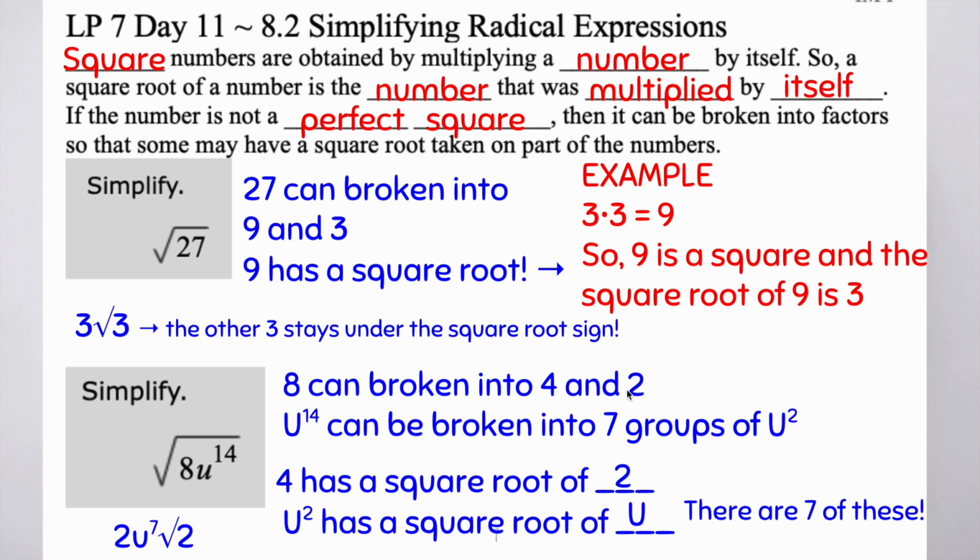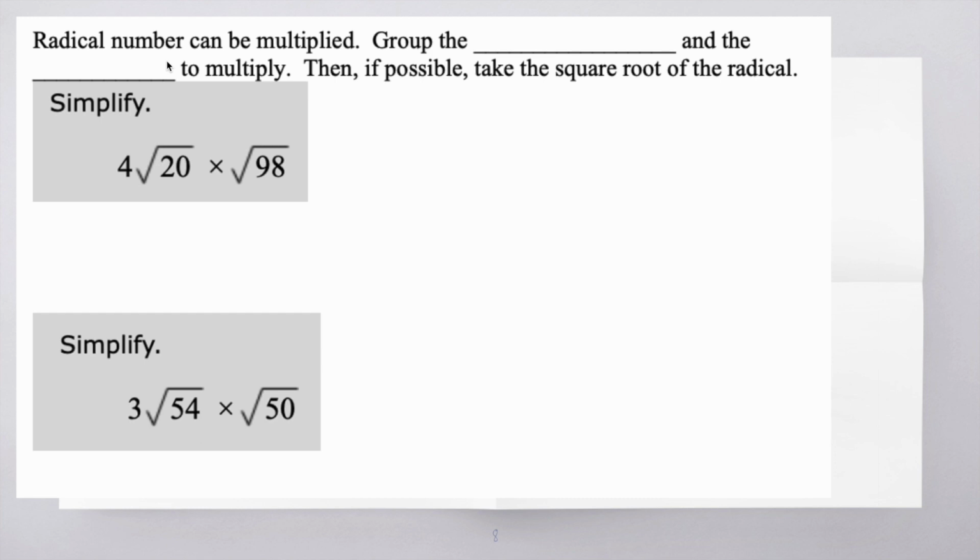What numbers can I take a square root of? All right, if we keep moving on this one. Radical numbers can be multiplied. We group the coefficients and the radicals to multiply. So if possible, afterward, we can take the square root of a radical number.